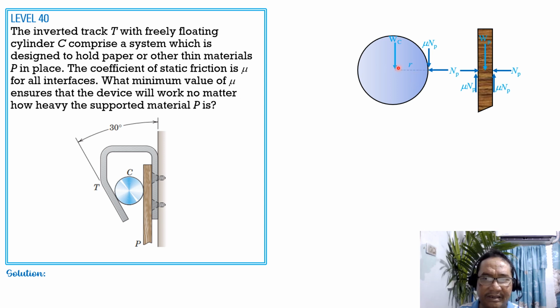The radius of the cylinder, let's call that R, tangent to this part, which makes an angle of 30 degrees with the vertical. So the normal will be making an angle of 60 degrees, 90 minus 30, with the vertical. So that's the normal, call that N1. And this angle is 60 degrees. That angle is 30 degrees. So this is mu N1. And this angle is 30 degrees.